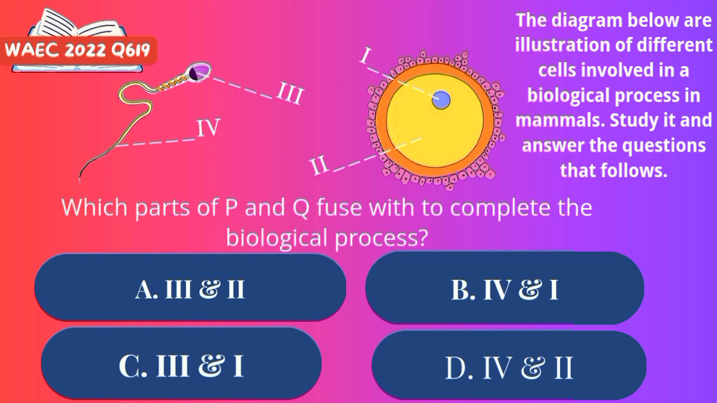Which part of P and Q fuse to complete the biological process? A. Roman figure 3 and Roman figure 2. B. Roman figure 4 and Roman figure 1. C. Roman figure 3 and Roman figure 1. And D. Roman figure 4 and Roman figure 2. Look at the pairing critically and pick your answer.